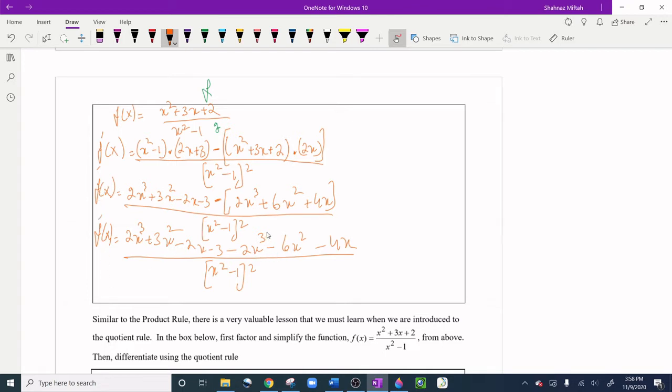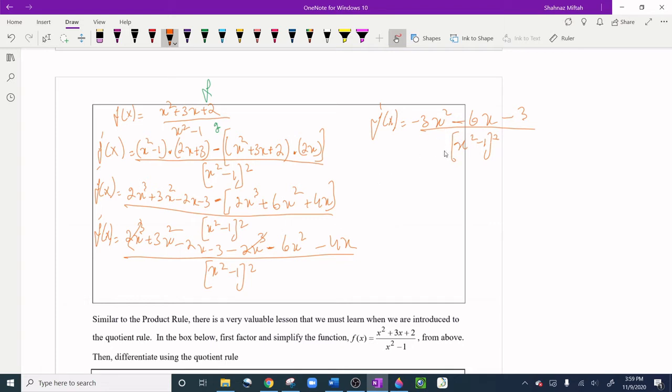Now combine like terms, 2x cubed cancel out. Is there anything else that we can cancel? I don't think so. So let's try over there. F prime x equal, I have 3x squared and negative 6x squared is going to give me negative 3x squared. 6 subtract 3 is 3, and bigger number sign we keep, which is negative. And then we have minus 6x, and I have minus 3, and everything in the bottom is going to be x squared minus 1 whole squared.